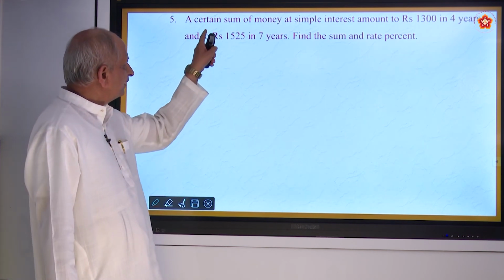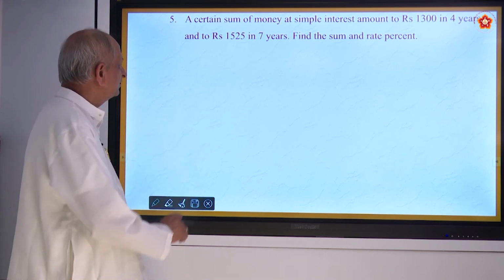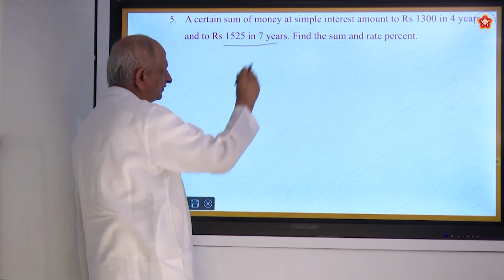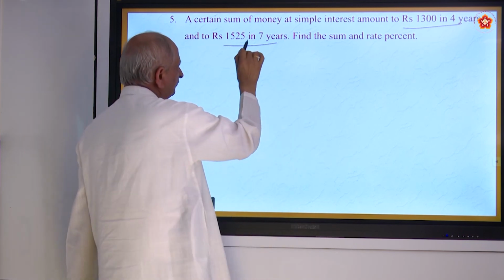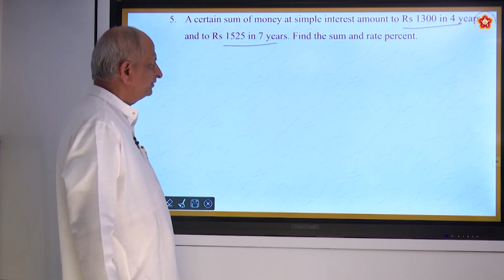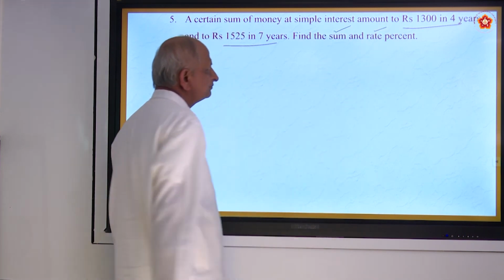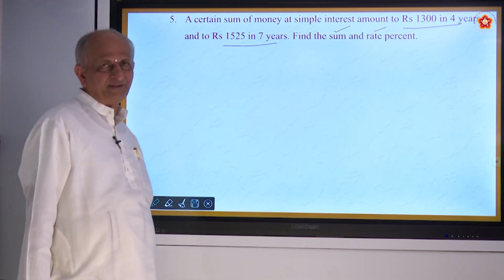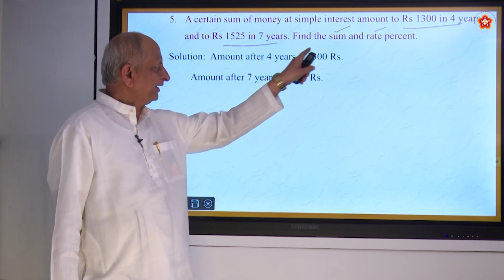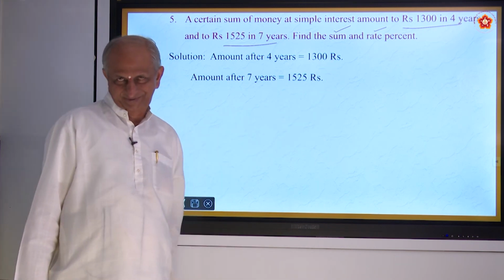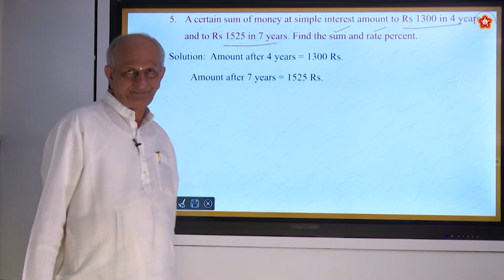a certain sum of money at simple interest amounts to 1300 in 4 years, 1525 in 7 years. So 1300 in 4 years, 1525 in 7 years. Here sum also not given, rate also not given, time is given. So how shall we proceed? Amount after 4 years, 1300 rupees. Amount after 7 years, 1525 rupees.